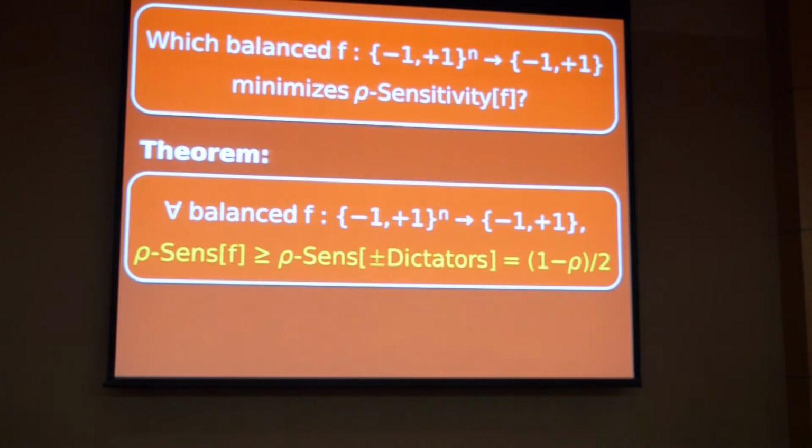Okay, so another way to state this theorem is just as follows. It's restating the answer. For all balanced functions f, the rho sensitivity of f is at least whatever it is for dictators. And what is it? Well, it's (1 minus rho) over 2, because in our model, the noise in the voting machines affects the outcome under dictatorship if and only if the dictator's vote gets reversed. And with the voting machines, each vote gets reversed with this probability. So this is the minimal rho sensitivity of balanced functions f.